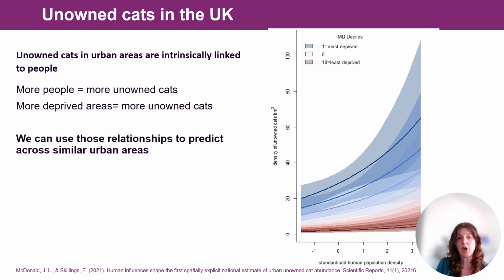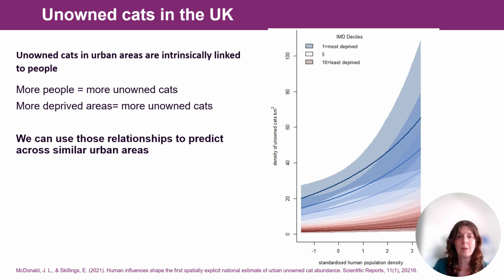Across these areas, we found unowned cats are intrinsically linked to people. So it's linking back to the importance of community engagement in terms of that longevity in unowned cat management. So where there's more people, there's more unowned cats. So if we look across this horizontal axis here, as human population density increases, so does the predicted number of unowned cats. And this relationship is more profound for the more deprived areas, which we can see in blue here. So where areas are more deprived, according to government indices of deprivation, we have more unowned cats.